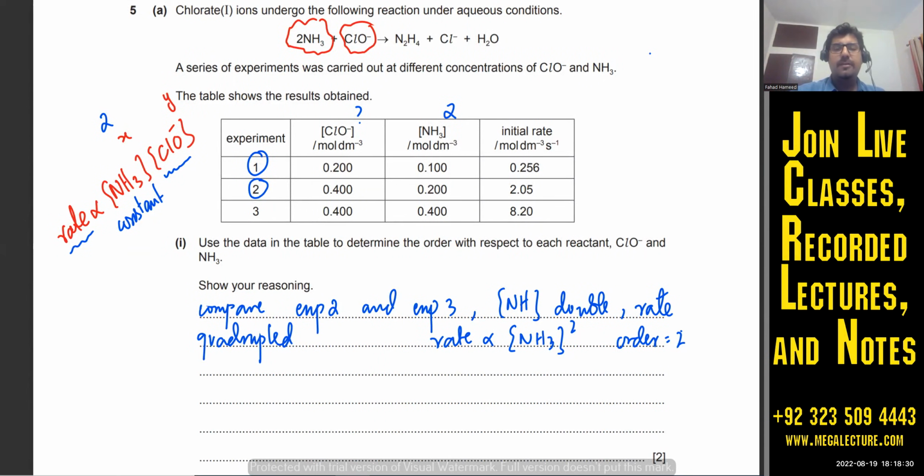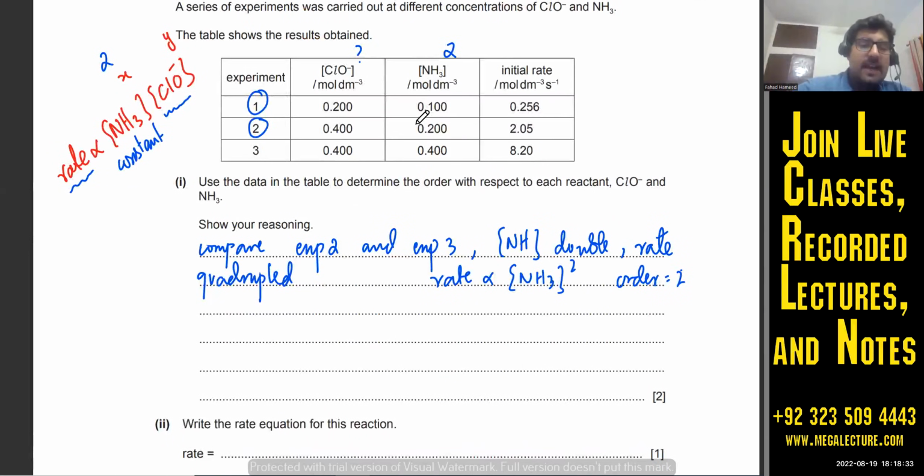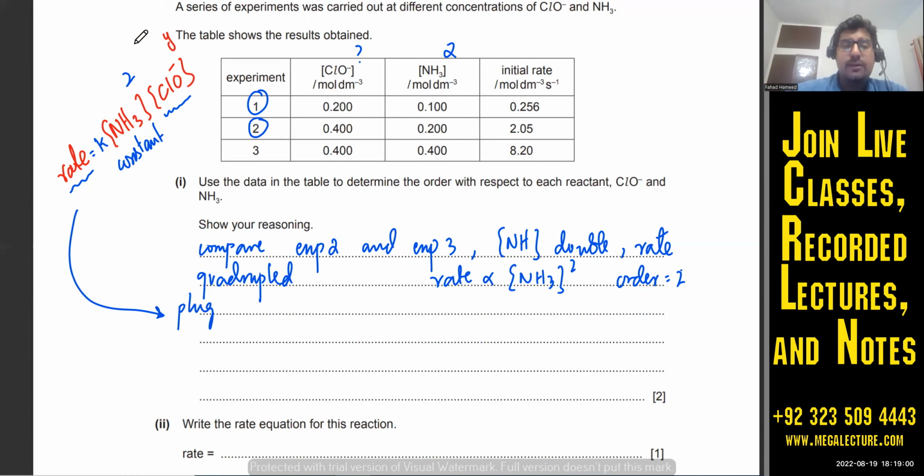So what are you going to do about this? You already have this rate equation. All I have to do is get rid of the proportionality, so I'll get a k over there. I figured out what x is, that's 2. All I need to do is figure out y. So I'm going to take this equation and plug in data. Now it's an incomplete equation because I don't know what y is, so I'm going to simultaneously solve it. I'm going to plug in data from experiment 1 and 2.